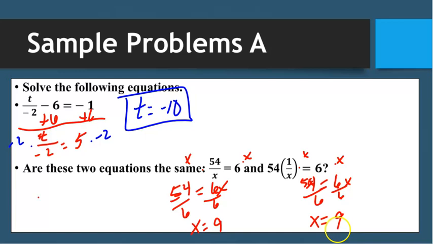They are the same. They just look a little bit different, but having 54 divided by x is the same thing as saying 54 times 1 over x. Because if you did 54 times 1, there's your 54 divided by your x. So just know that they can be written two different ways, but they mean the same thing. So that's our lesson on solving two-step equations.